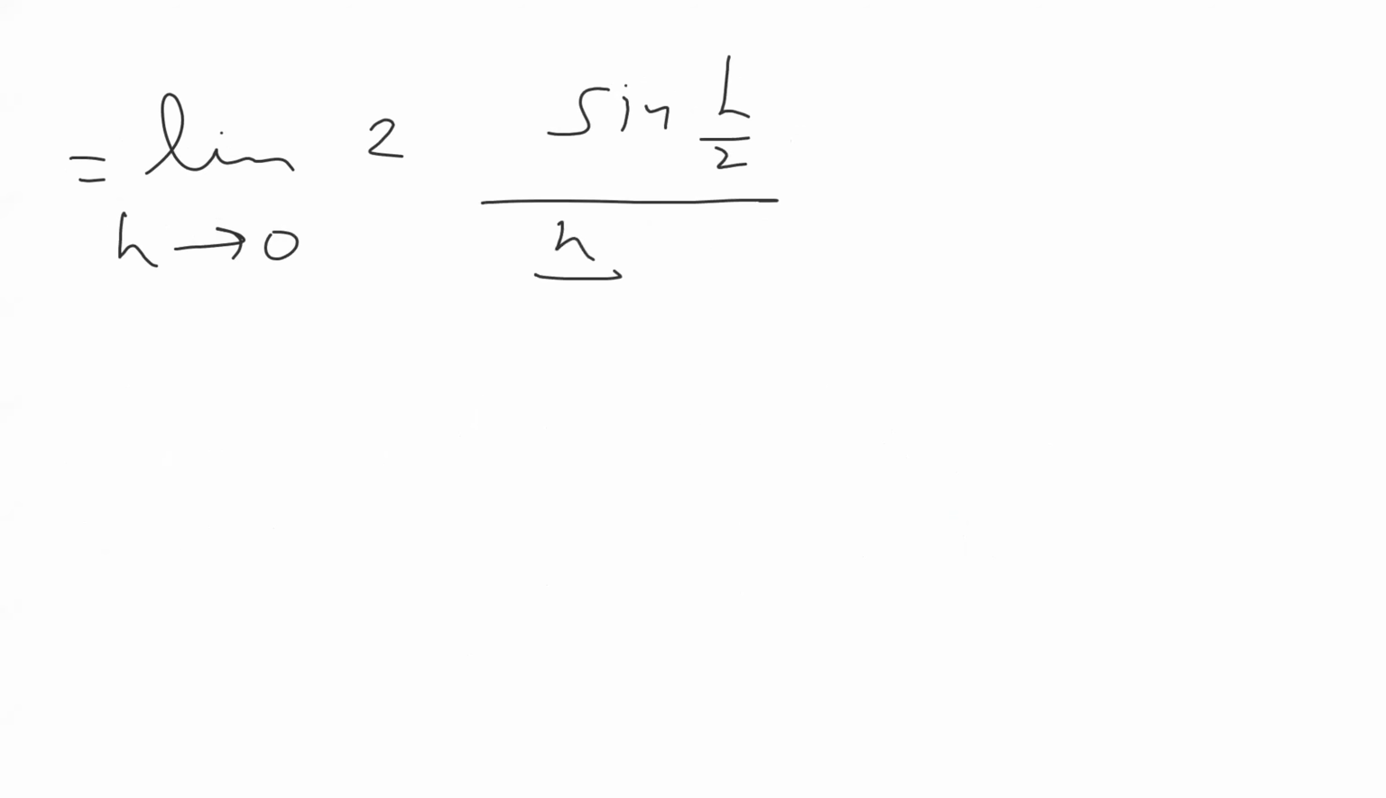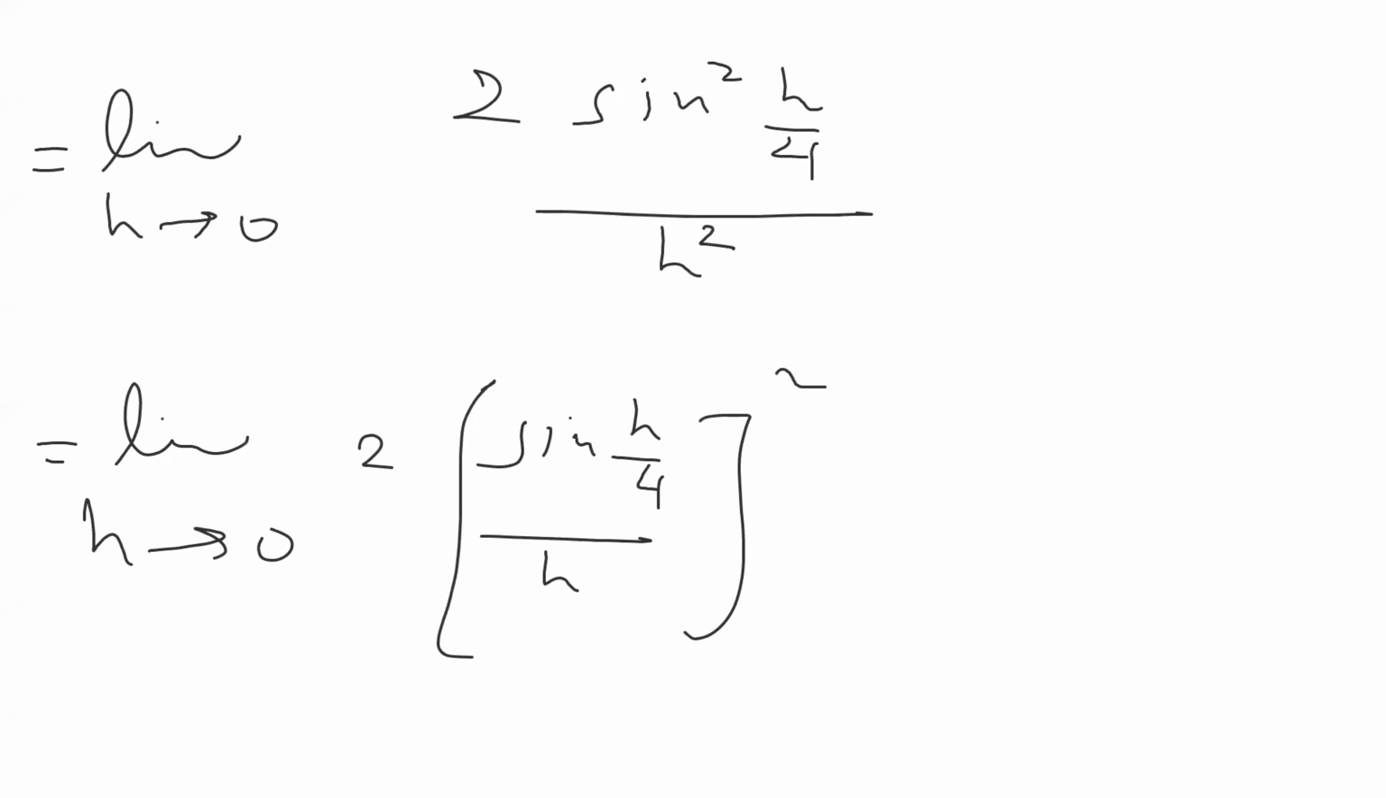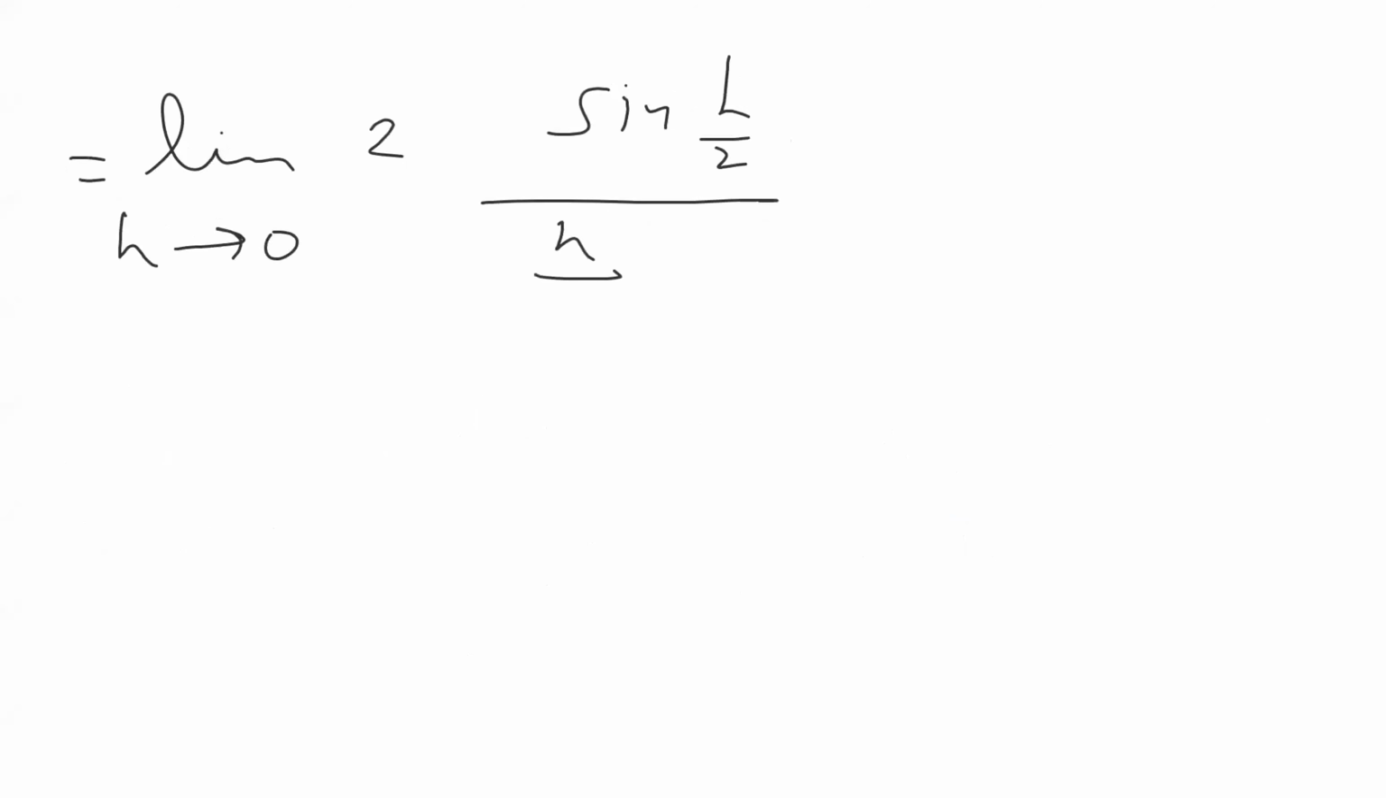Limit h approaching 0, 2 sine h by 4, sorry, h by 4. So I'll multiply and divide this h with 4, because the angle of sine is h by 4, so down also we need h by 4. So we'll just write h by 4 into 4 and everything within a square.